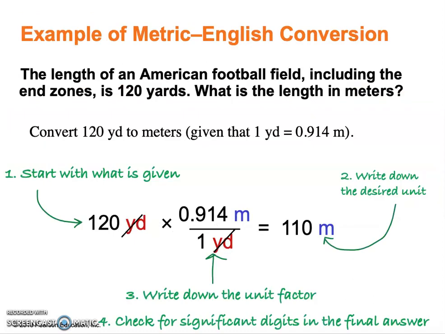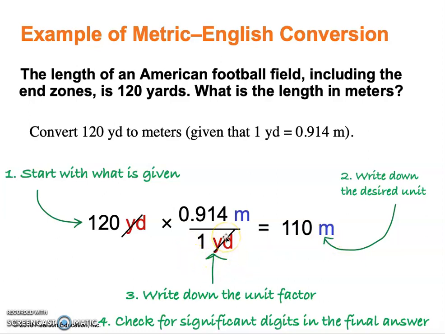Let's look at an example of metric English conversion. The length of an American football field, including end zones, is 120 yards. What is the length in meters? So you are given the football field length of 120 yards, and you are asked to convert yards to meters. Given the unit equation, 1 yard equals 0.914 meter. I always start with what's given, 120 yards. Then I write out the desired unit, which in this question is meter.